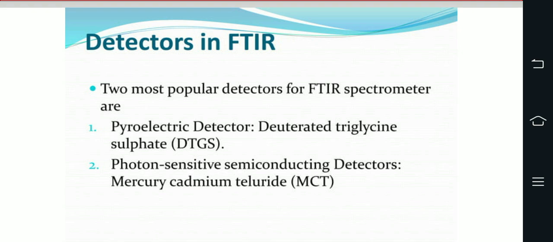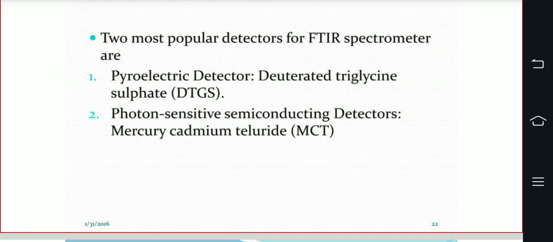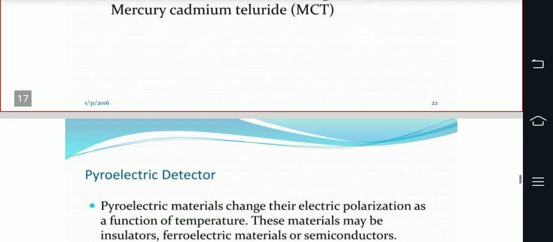Detectors in FTIR: the detectors which are used in FTIR are here. The most popular detectors of FTIR spectrometers are pyroelectric detectors. First one is DTGS, and the second is photon sensitive semiconducting detectors, mercury cadmium telluride, MCT.